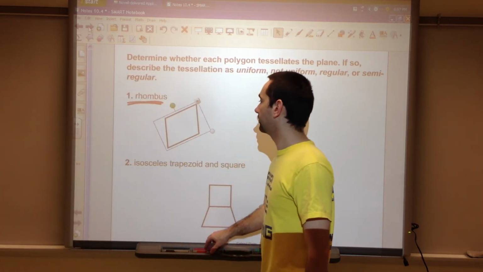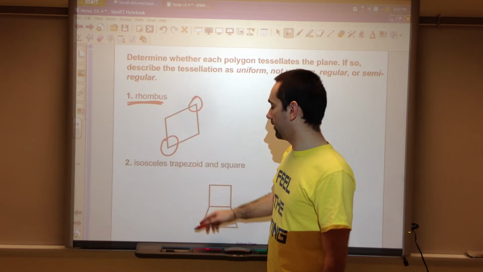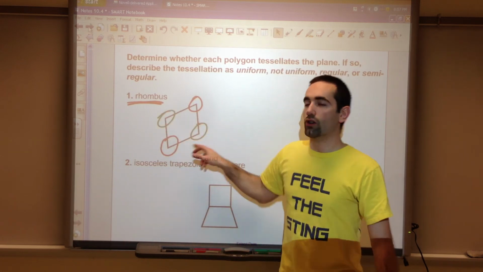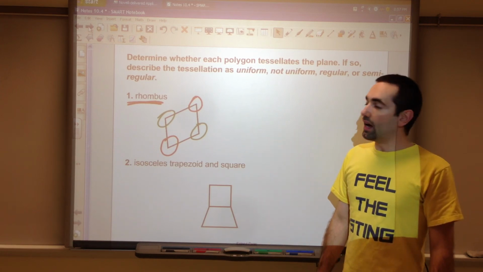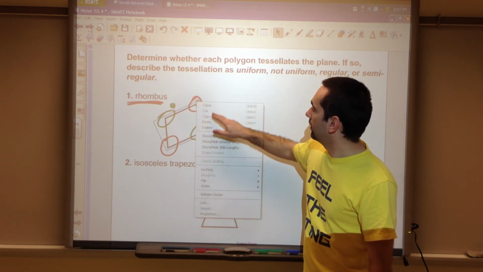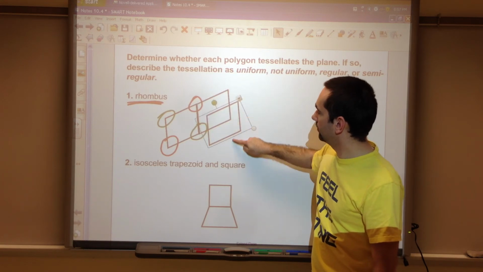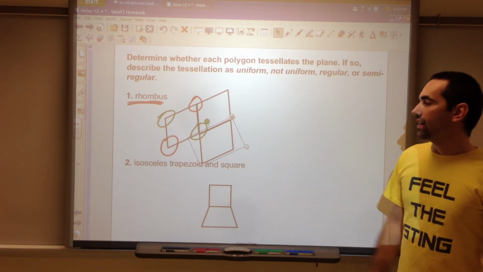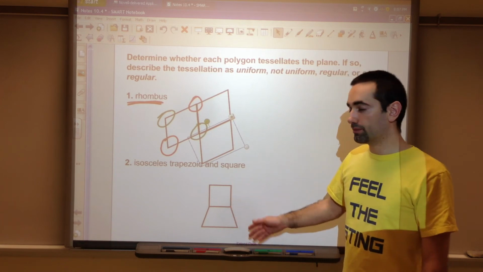Now a rhombus, if I think about this, I know this angle and this angle are congruent. I know this angle and this angle are congruent. And I know all of them add up to 360. I know a rhombus will tessellate. Any quadrilateral tessellates. And I can show it by actually doing it. Look at that. I can make a shape. I can make a tessellate. Isosceles trapezoid and square. I can make this tessellate as well.